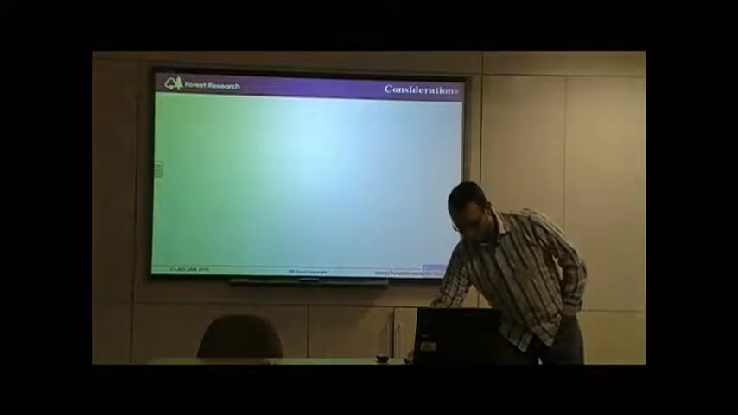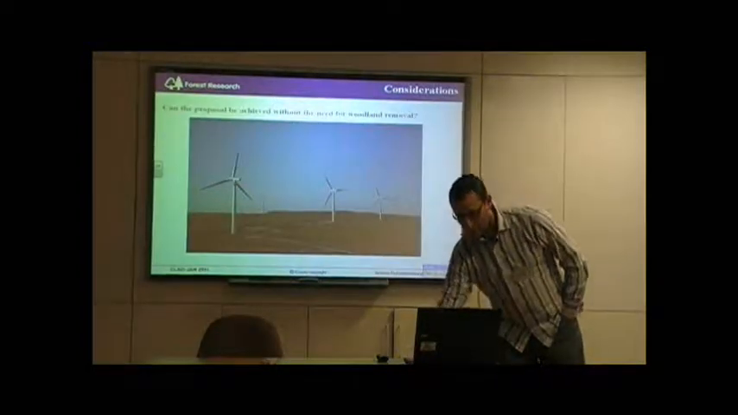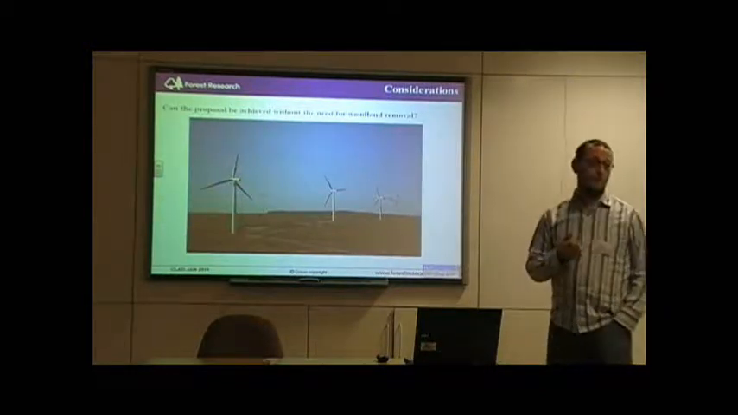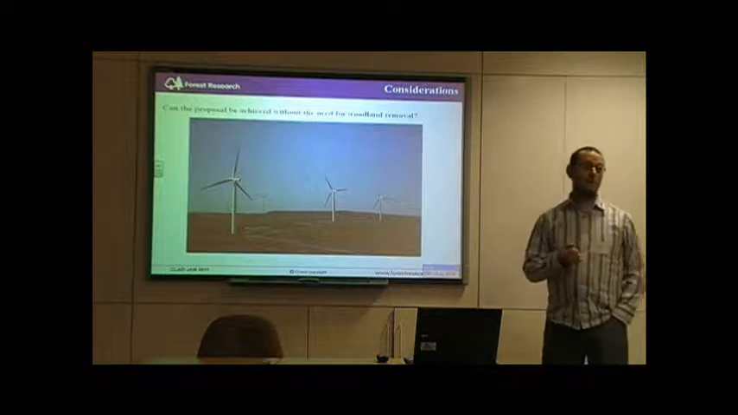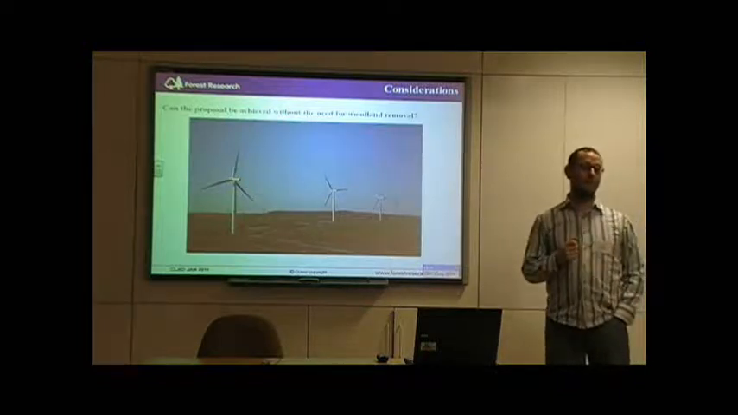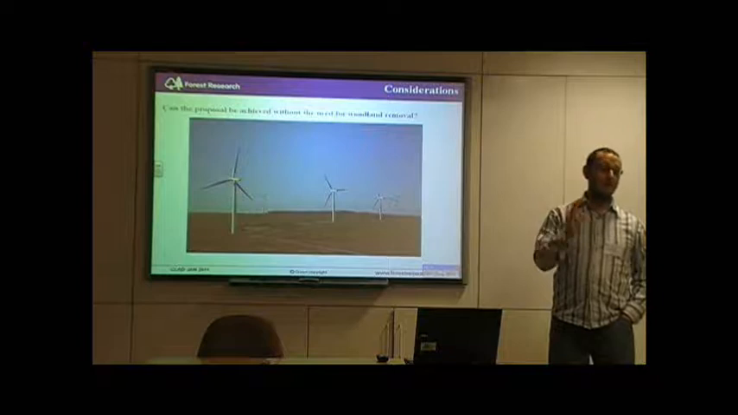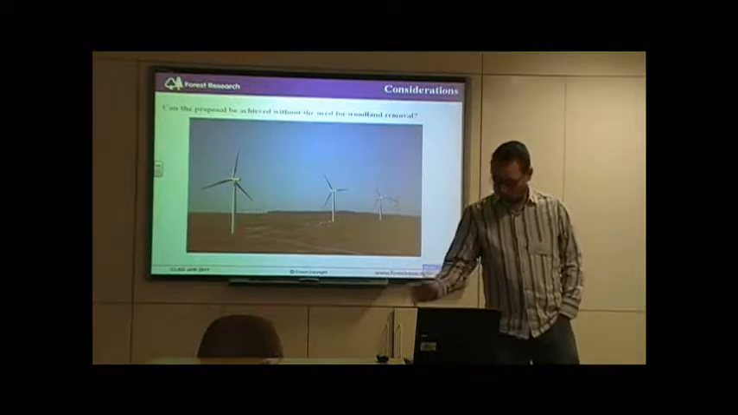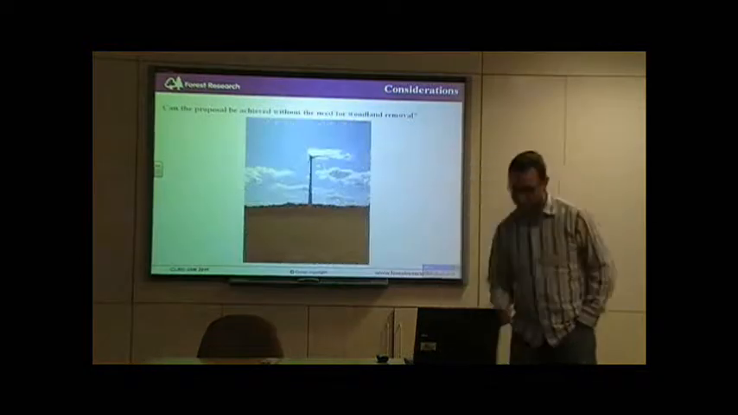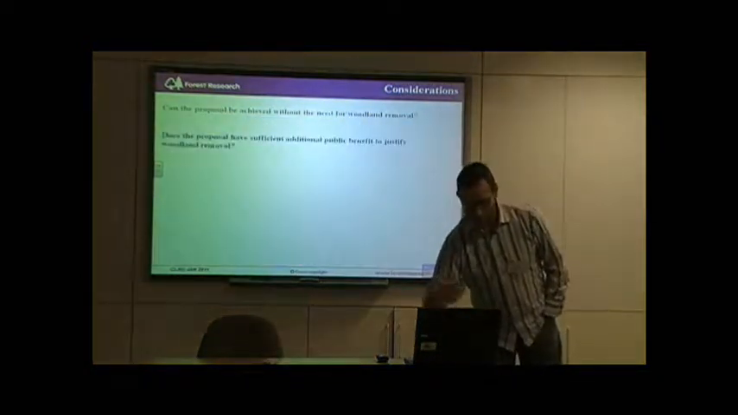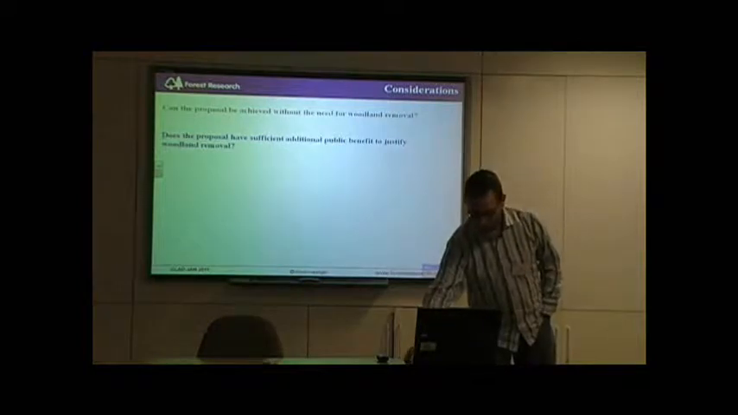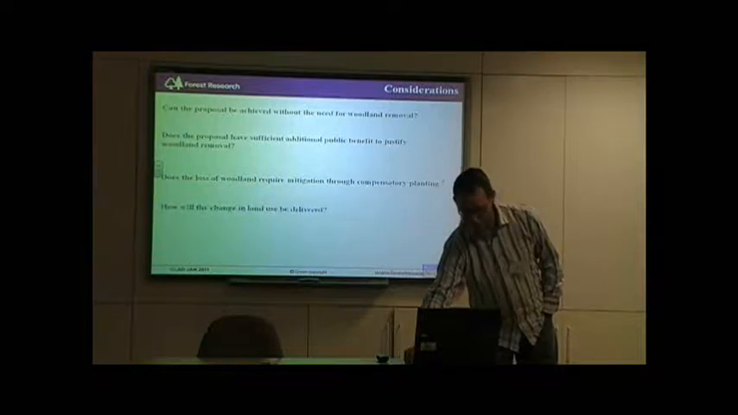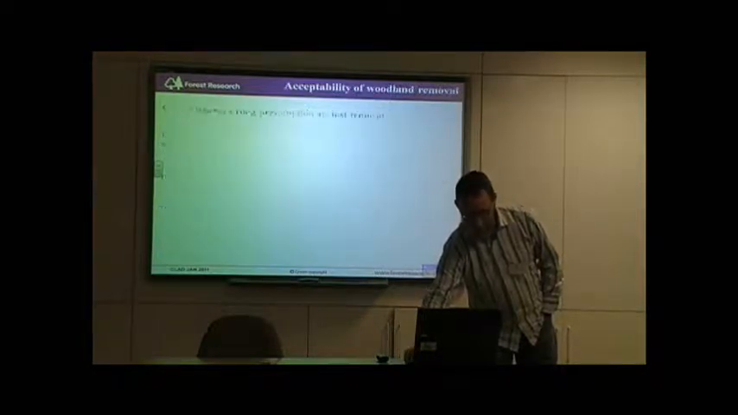What does that mean? Well, the first question is, can your proposal be achieved without the need for woodland removal? That doesn't mean that you can't manage the woodlands. It means that you can't permanently, for the lifetime of your development, remove trees from the site. Can you do that? That's the first question. You might be adjacent, you might be within. Does the proposal have sufficient additional public benefit? Does the woodland require mitigation? How will the land use change?